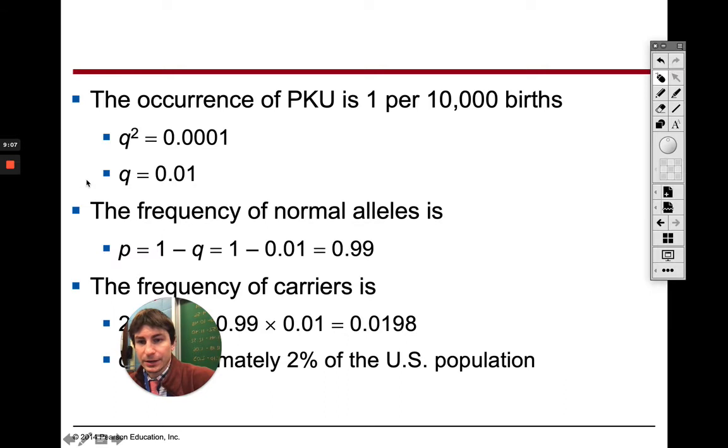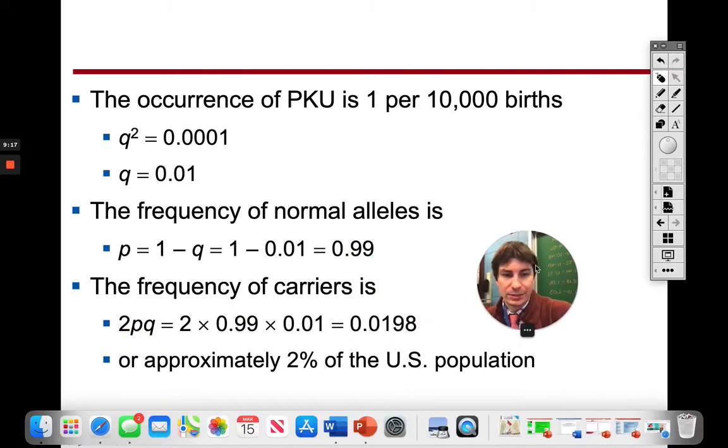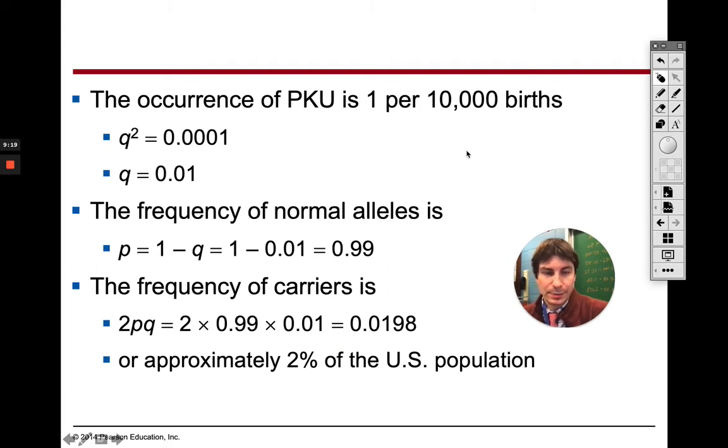And you guys can see here, q squared is 0.0001 for PKU. So it's 1 per 10,000 births. That was since this book has been published, actually. It actually went down since then. They estimate it to be roughly 1 in every 20,000 births now. So that number is even lower.